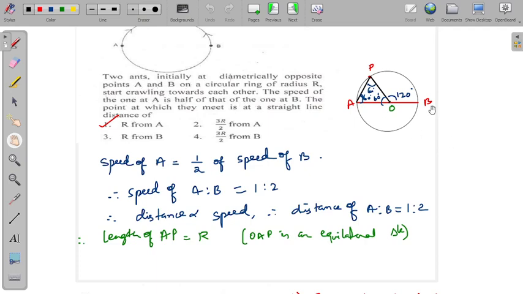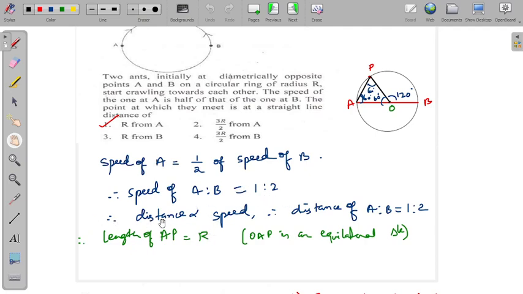They start crawling towards each other. So they will travel towards each other. So I am taking the point P as the point at which they will meet. So the thing given here is the speed of the one at A is half of that of the one at B. Speed of A equals half of the speed of B. That means speed of A and B is in the ratio 1:2.